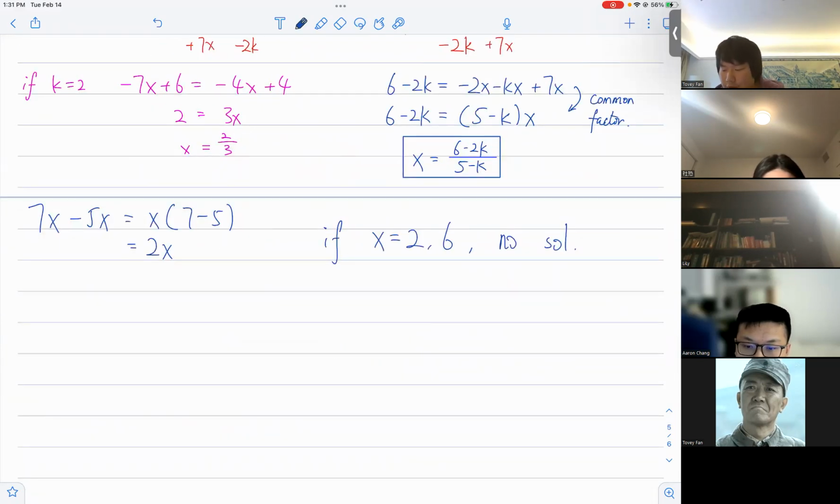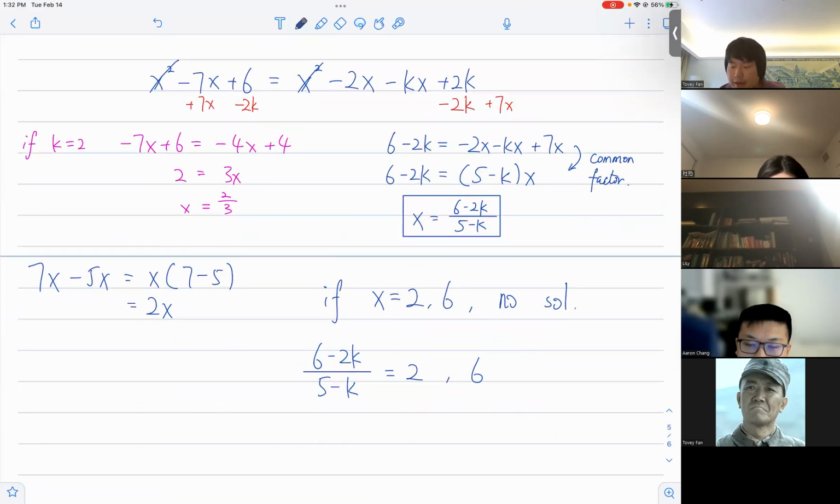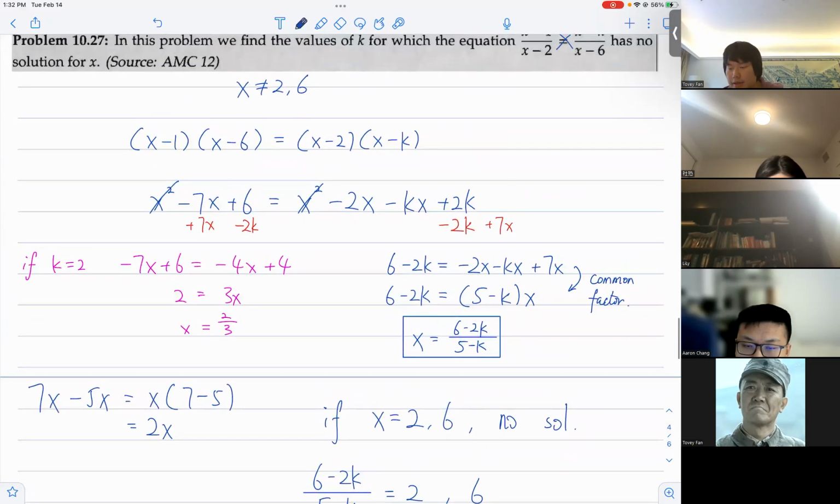So that means, because we know that x is 6 minus 2k divided by 5 minus k, if this equals 2 or 6, then the corresponding k value is the value of k that will render the original equation no solution. Right? Okay, makes sense? Then we just need to solve for k. This is just dividing by 5 minus k. This is something we have learned before. Okay, so we can solve for k, but here's just calculation, but before it, I think it's most important.